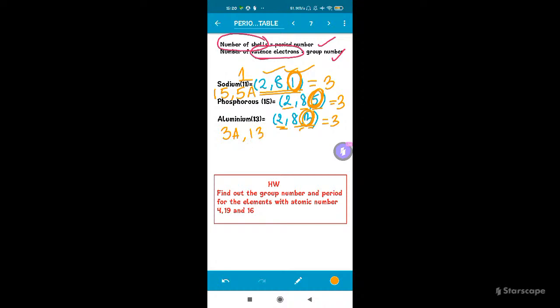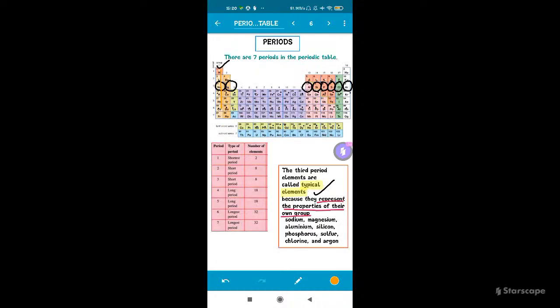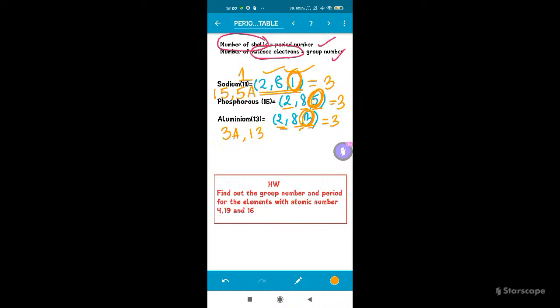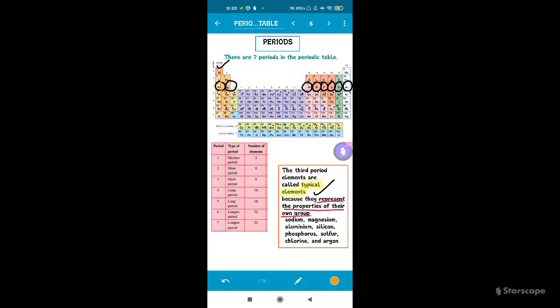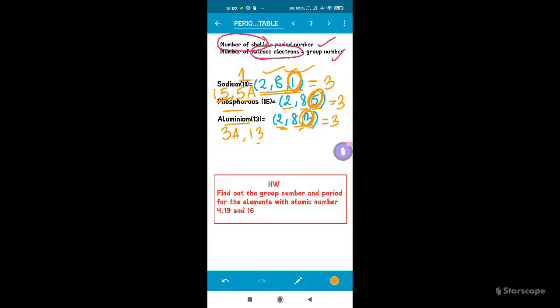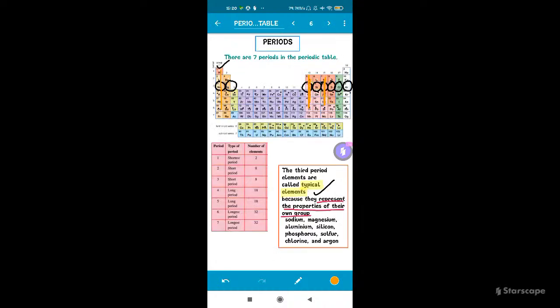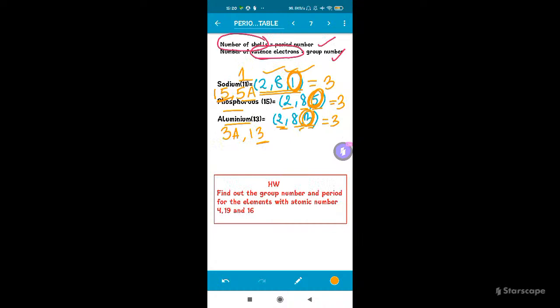So let's check. Sodium belongs to group 1. Yes, we are correct. Phosphorus belongs to group 15. Yes, phosphorus belongs to group 15. And aluminium belongs to group 13. Yes, aluminium belongs to group 13. So we are correct about it.